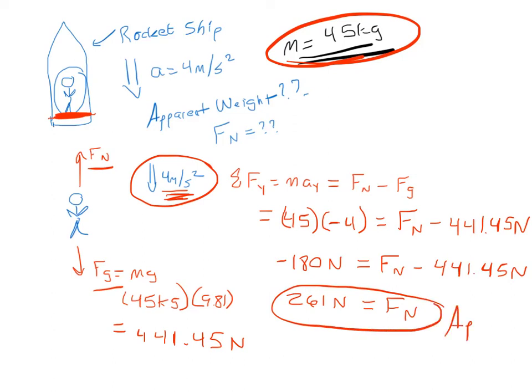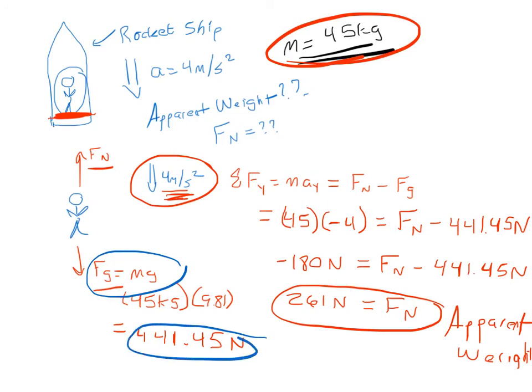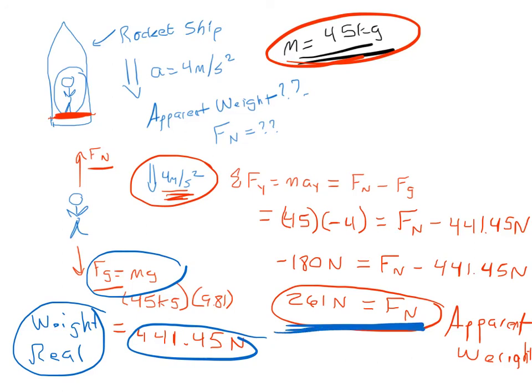This is his apparent weight. His real weight is his force of gravity. This is his real weight. Your weight is always mass times gravity. That's always the weight. The weight is described as the force pushing down on you by whatever object you're on, in this case Earth. But his apparent weight is the answer we're looking for, so here we go. Done.